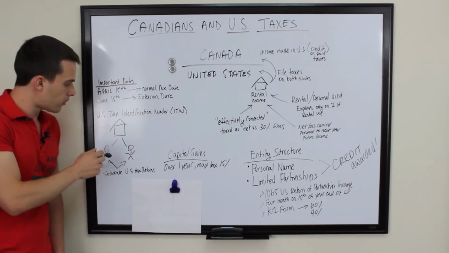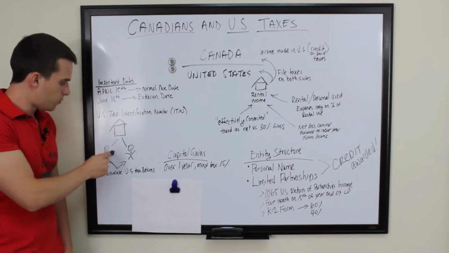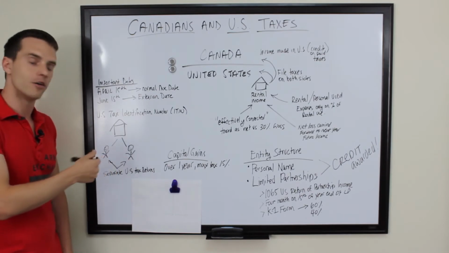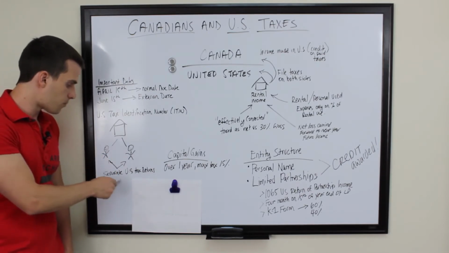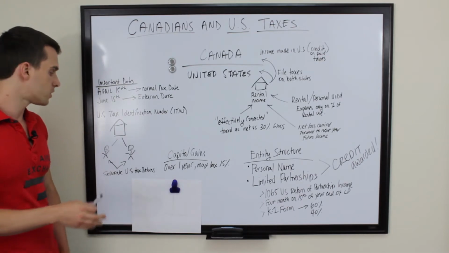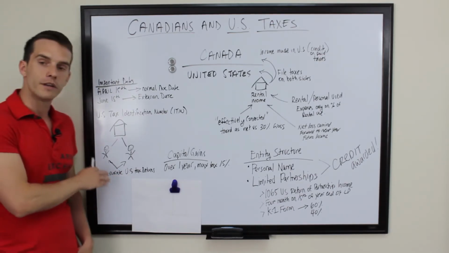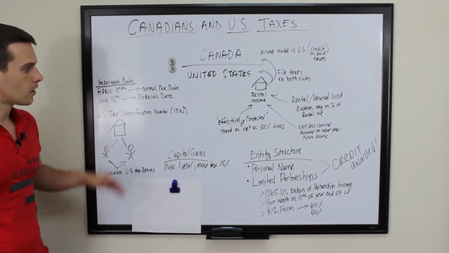A little diagram down here, I've got a house, and two people that own it. If there are two people, like your wife and you on title, you need to file separate US tax returns. There are two individuals, or it could be you and your brother, you and your sister, you and a cousin. Both people need to file taxes on there.